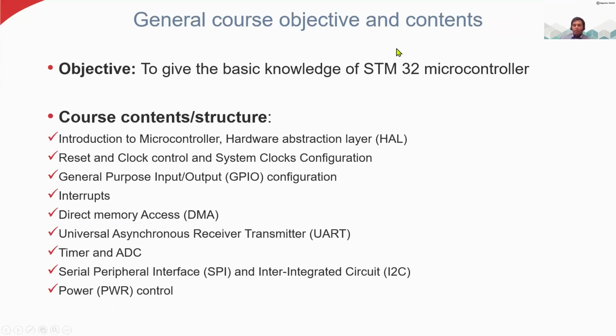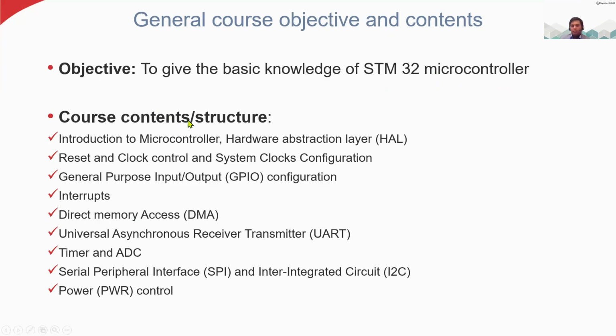So the course objectives and contents. The objective of the complete course, especially for the microcontroller part, is to give the basic knowledge of the STM32 microcontroller. STM32 is one of several other microcontrollers. There are some other families also, but nowadays STM32 is dominating the entire market. I will tell you the market share in a while, but if you study STM32, of course, you can apply the same principles in other microcontrollers as well.